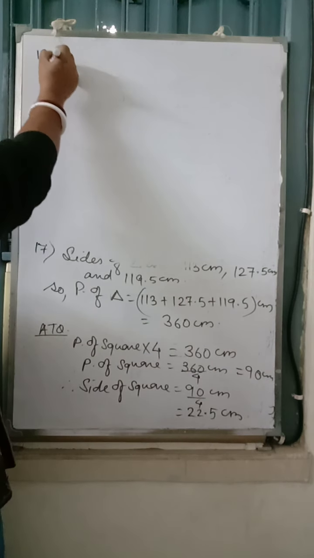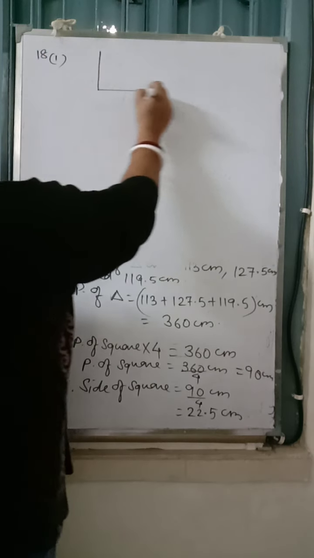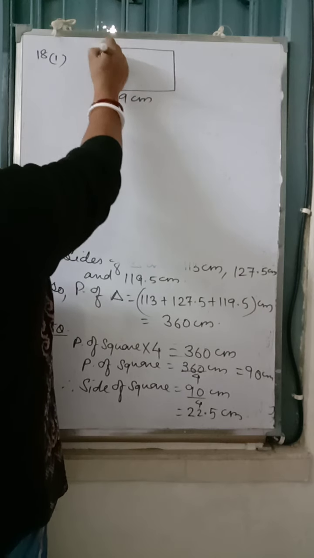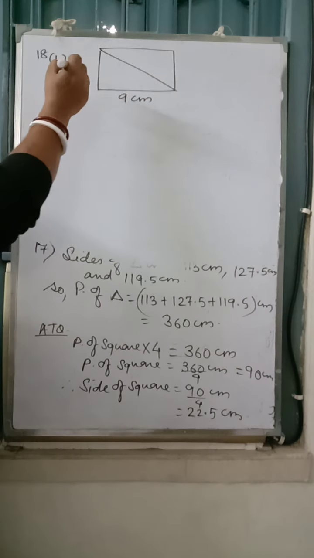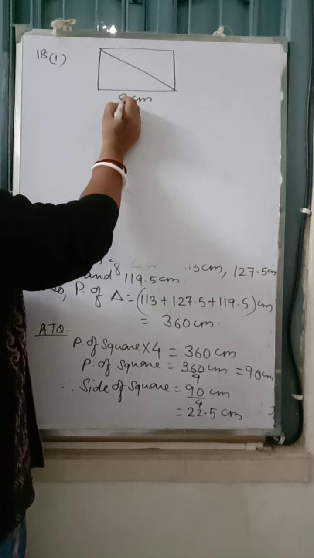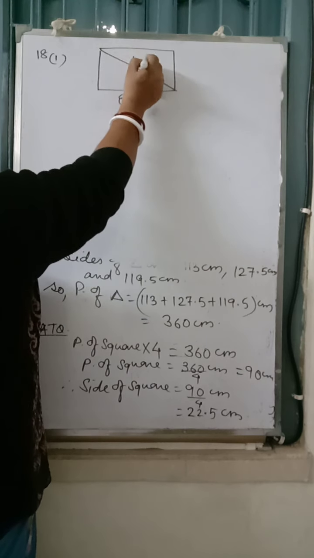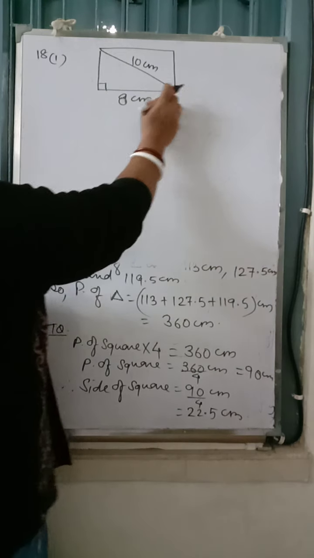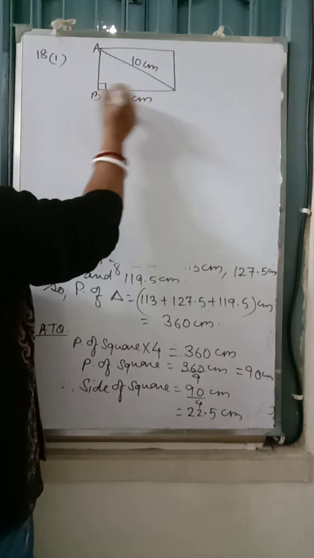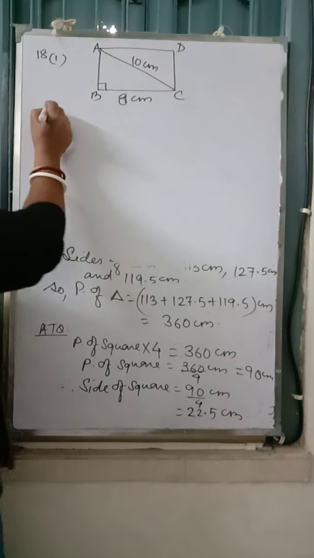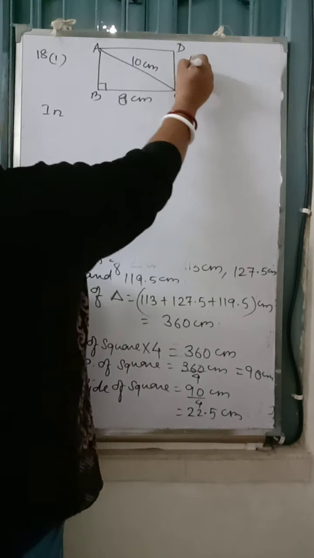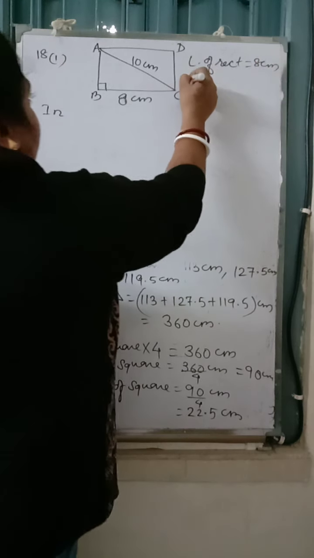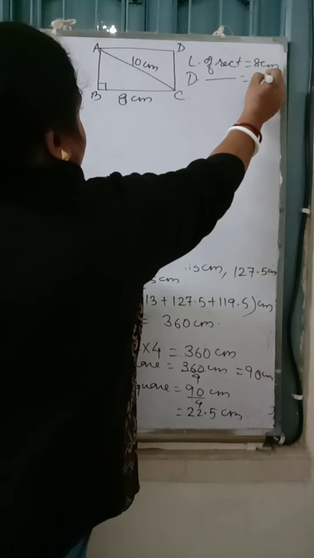a rectangle. 18.1. A rectangle's length is given, that is 9 centimeter, and the diagonal is given. No, sorry, this is 8 centimeter. And the diagonal is 10 centimeter given. We know this angle is 90 degree, is it? A, B, C, D. So we'll write the length of rectangle 8 centimeter, diagonal of rectangle 10 centimeter.